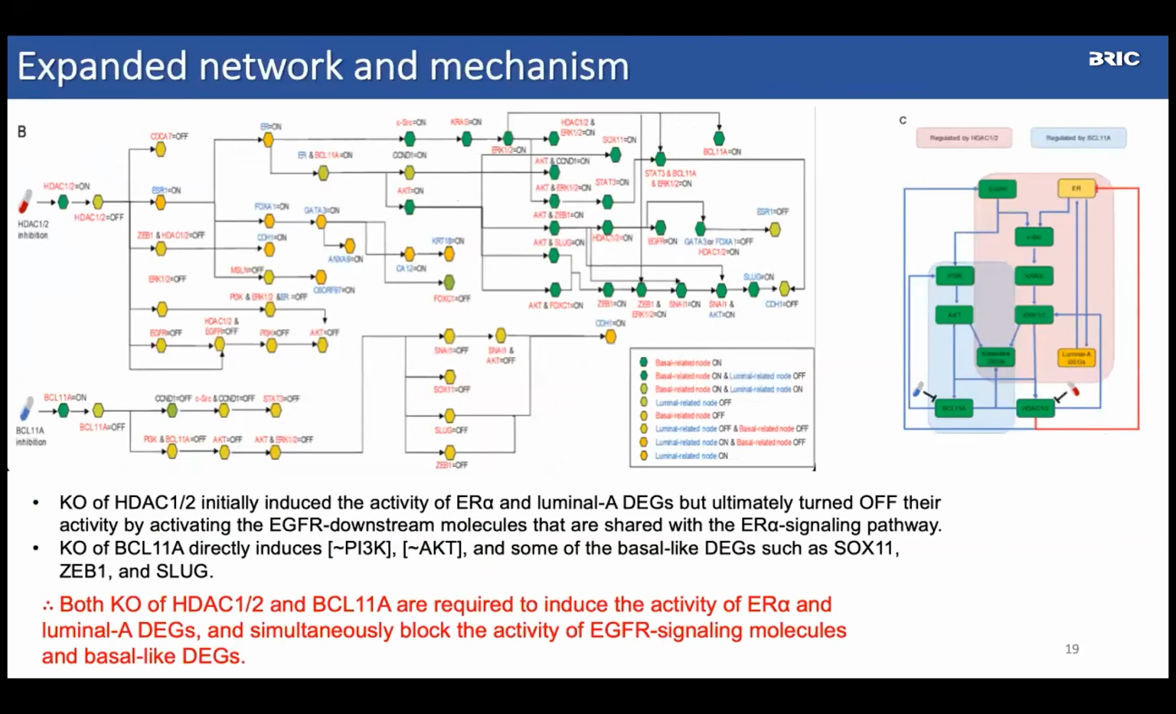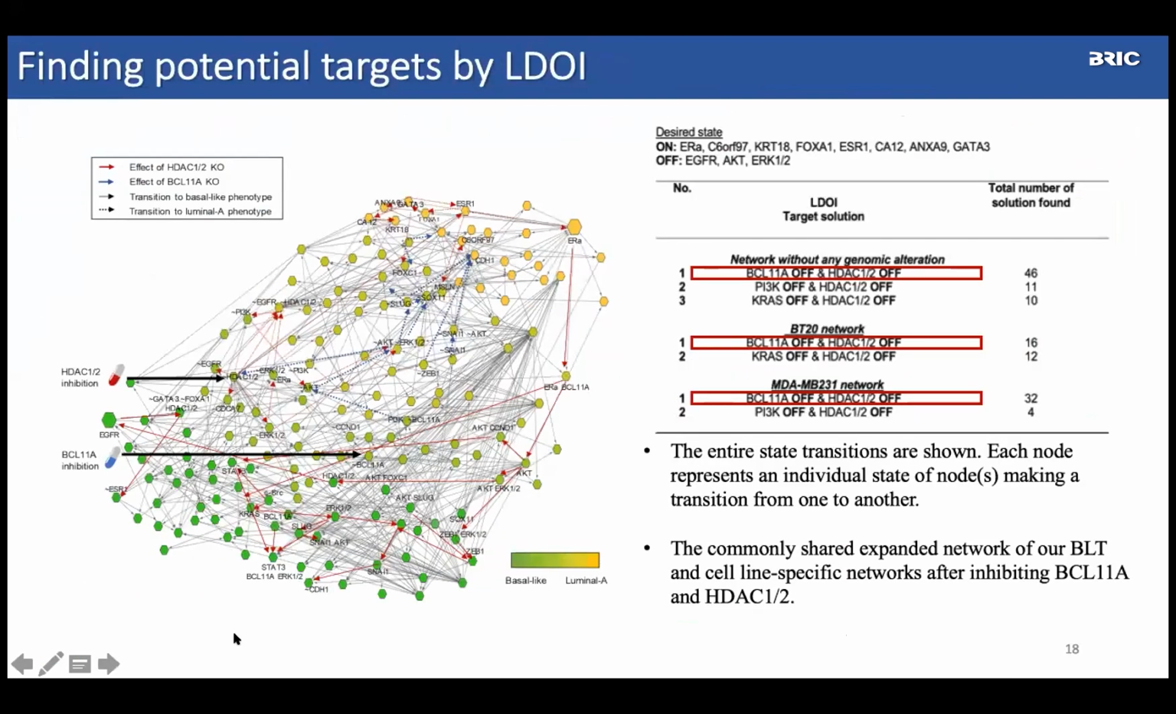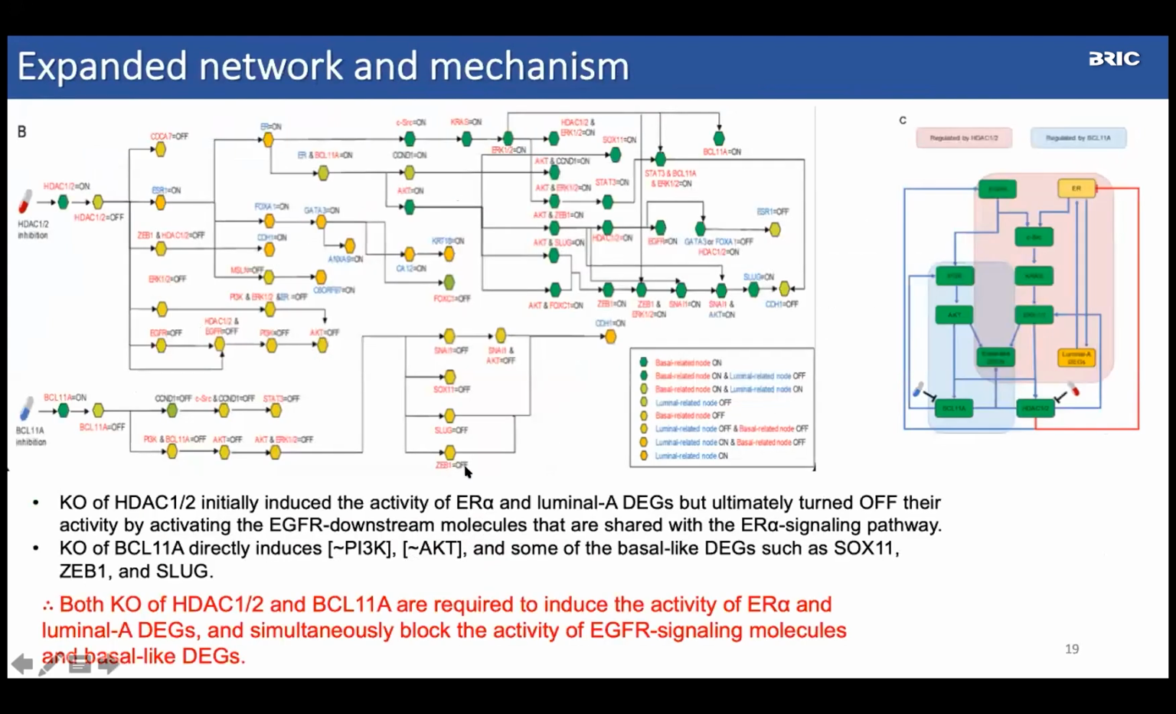And we also looked at the mechanism behind the scenes after inhibiting HDAC1 and 2 and BCL11A. So we use this expanded network model here to find what happens after inhibiting BCL11A and HDAC1 and 2, and we organized this trajectory into this transition map over here. After inhibiting HDAC1 and 2, it turns on the ER alpha signaling pathway and luminal A DEGs here, but at the same time it turns on the EGFR signaling pathway and its downstream molecules here.